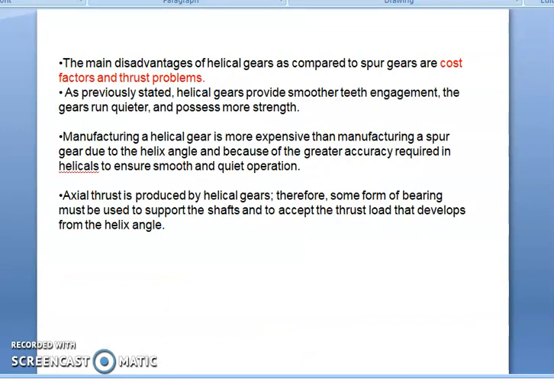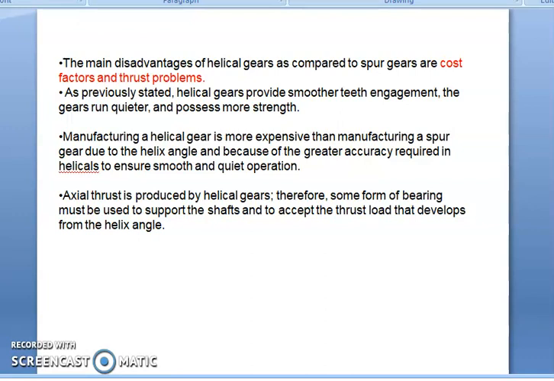Then the main disadvantages of helical gears as compared to spur gears are the cost factor and the thrust problems. As previously stated, helical gears provide smooth tooth engagement. The gear runs quieter and possesses more strength. With one end of the tooth advanced over the other, the tooth engagement takes place progressively. So the line of contact is a diagonal line extending from some point on the face of the advanced end to a point on the flank of the trailing end.